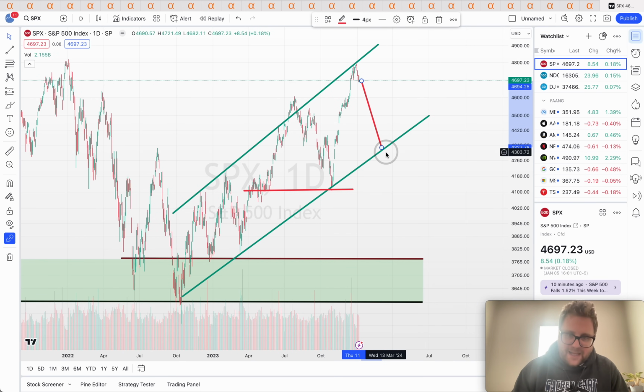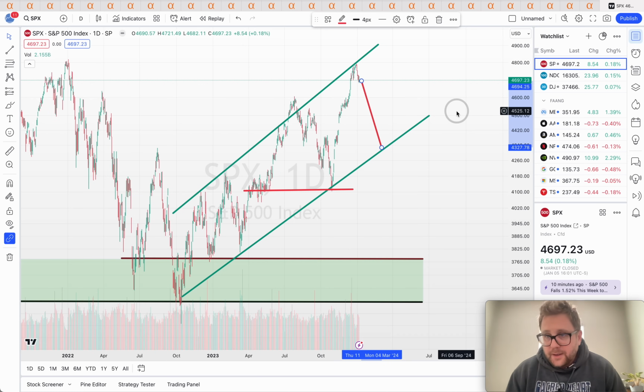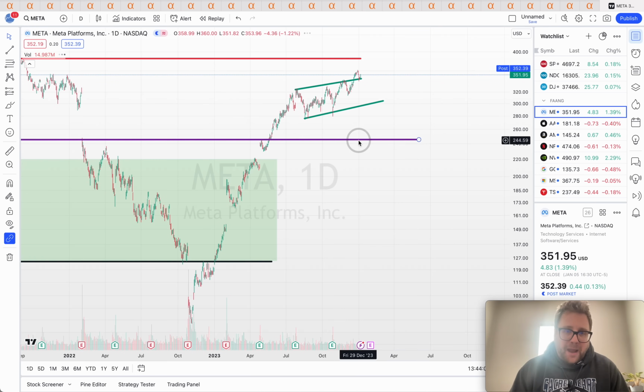So a pullback in the S&P 500 should be bought. If you get any opportunity south of 4,420, you probably should put that in your pipe and smoke it a little bit.